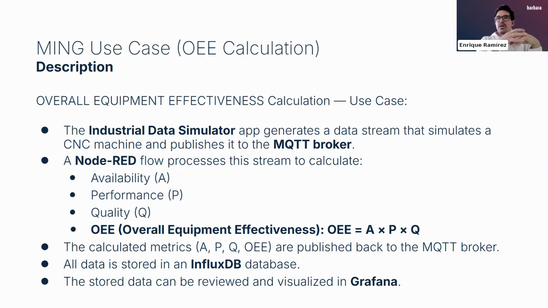So this way we will have an initial data flow that is simulating the data received from a CNC machine, okay? Using this data, we are going to publish everything in an MQTT broker, okay?